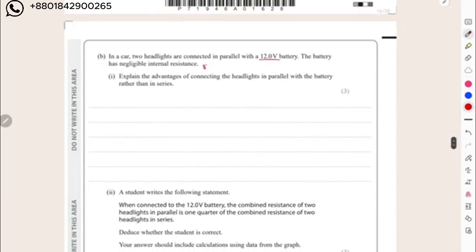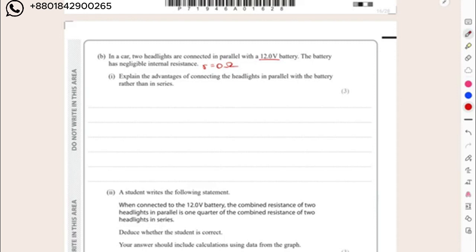In a car, two headlights are connected in parallel with a 12-volt battery. The battery has a negligible internal resistance, so small r is 0 over here. And explain the advantages of connecting the headlights in parallel with the battery rather than in series. It's quite common. We have already learned these kinds of questions from our IGCSEs, right? That in parallel we can control the headlights individually, and again if one headlight breaks or fails, it doesn't mean the other will also fail.